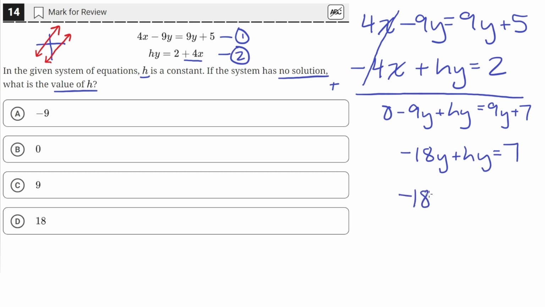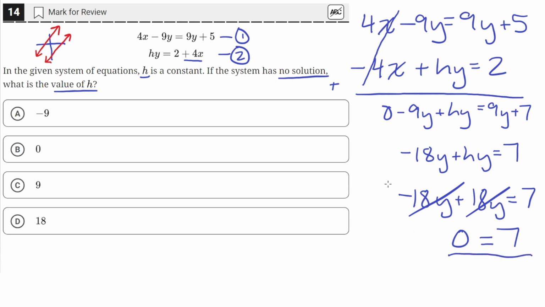Because if we set h equal to 18, we'll get that negative 18y plus 18y is equal to 7. But these two cancel out. So the equation will result in 0 equals 7. And because we result in an equation that's not true when we set h equal to 18, this means that at an h value of 18, the equation has no solution. So h is equal to 18, and that's answer choice D.